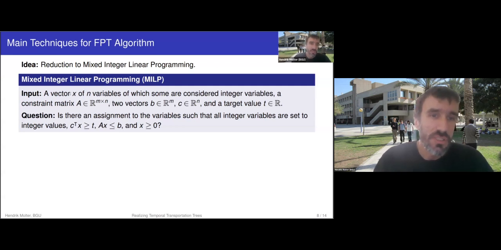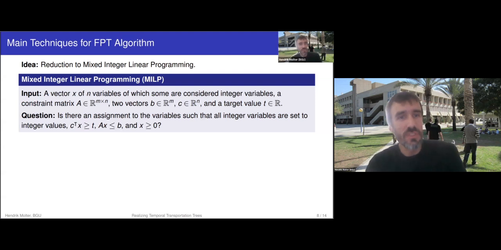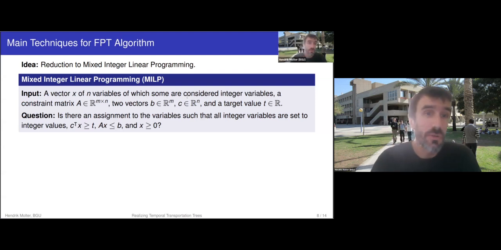So essentially, we have a set of variables, and some of these variables are considered integer variables and some fractional variables. This is where the mixed comes from. And then we have a constraint matrix and two vectors B and C. And if you want to consider this a decision problem, also some target value T.